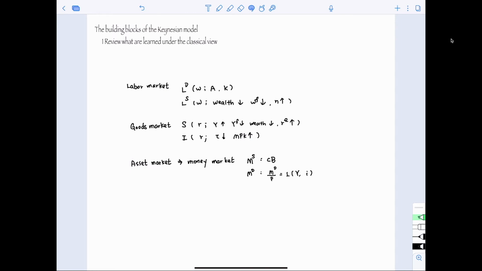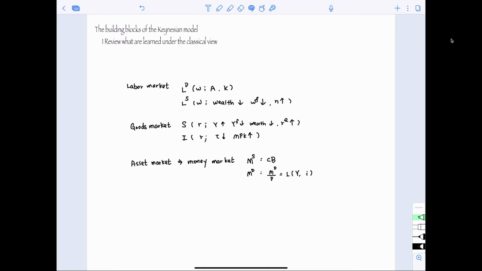For the money market, the supply is controlled by the central bank. The money demand is a function of the income and also the return of the non-monetary assets. This equation tells us that the real money demand will be affected by the income and also the return of the non-monetary assets.